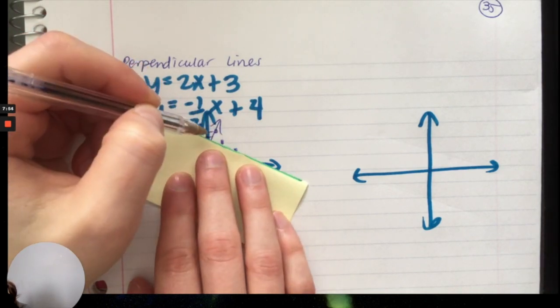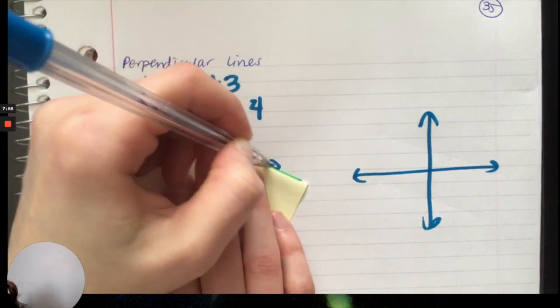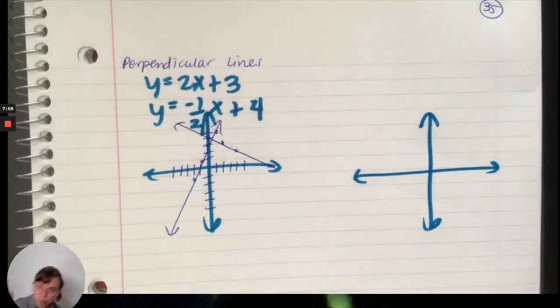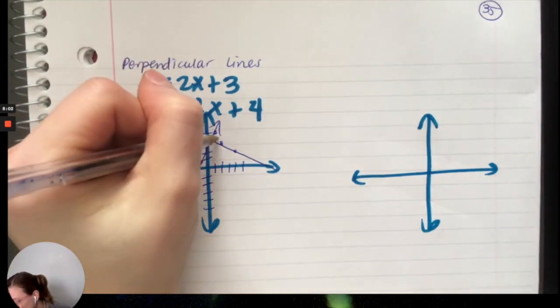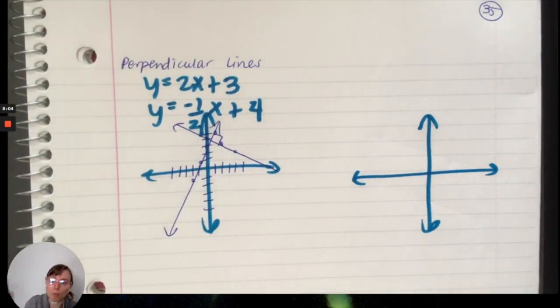Let's say it was closer to that. Okay. So, perpendicular, the definition is 2 lines that cross at a right angle, using that little box to represent a right angle. So, what about these equations made them intersect such that they did form a right angle?